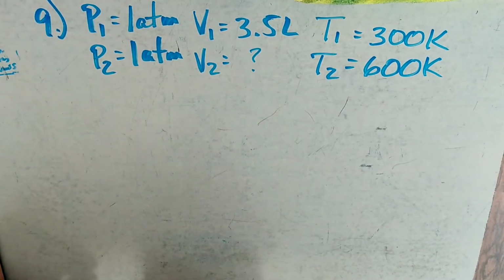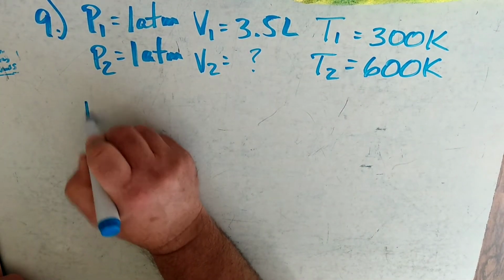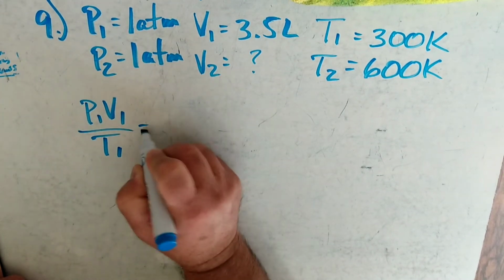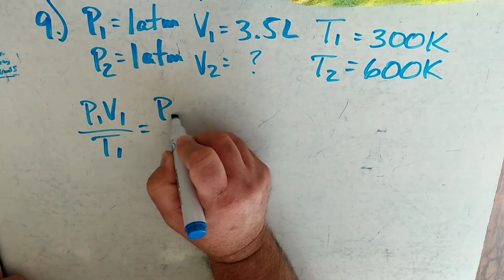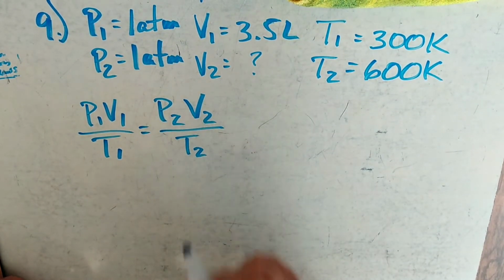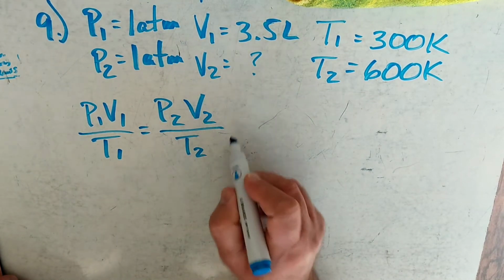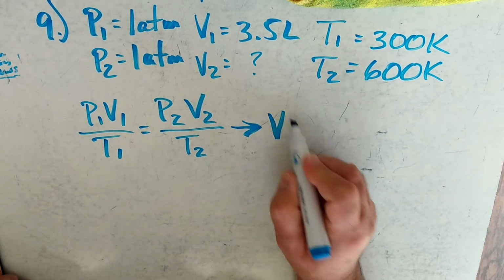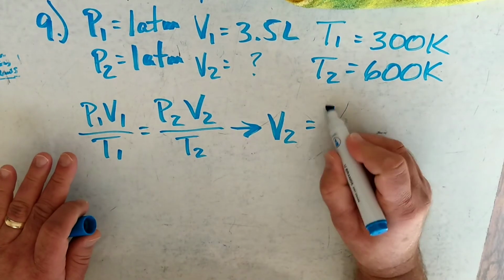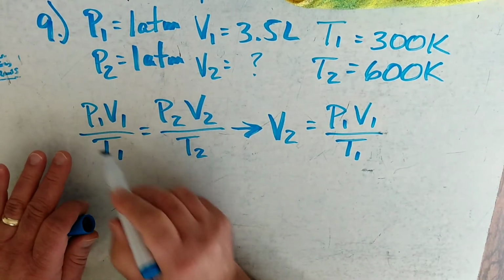So there we go. All right, so we know it's a combined gas law, so we're going to put P1 V1 all over T1 equals P2 V2 all over T2. Now, we only want this, so we are going to isolate this. V2 equals, let's just go ahead and put this side, P1 V1 all over T1. Okay, so all we did is write that.